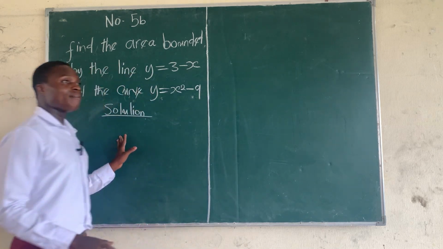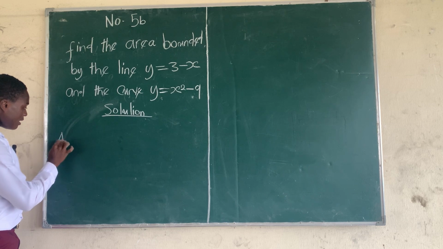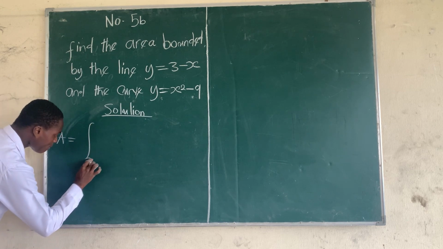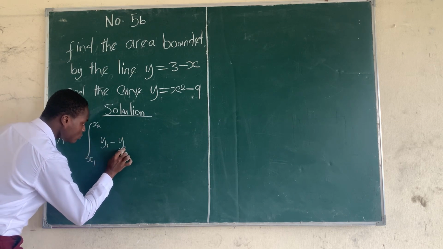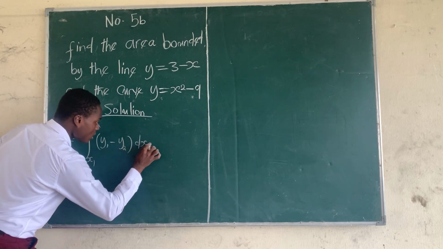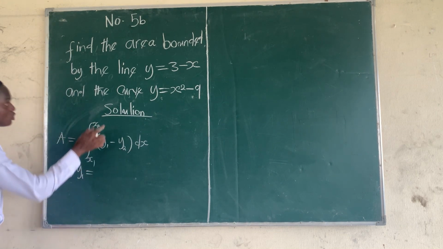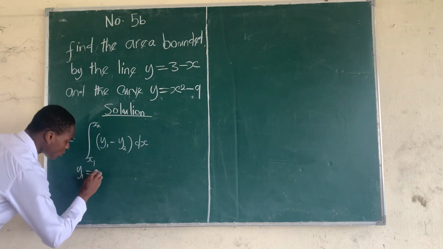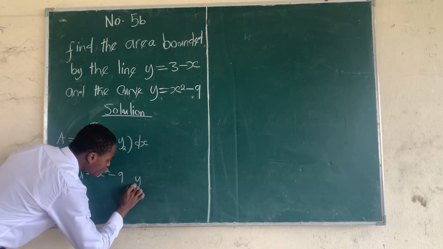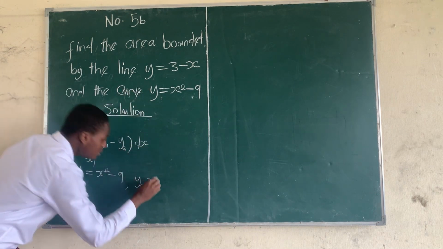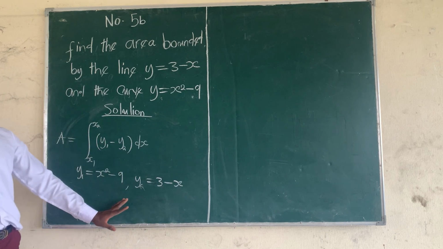And the formula to find that area, because this is under application of integration. So the formula for finding that area is given as the integral from x1 to x2 of y1 minus y2 dx. Now the question is, what is your y1 and what is your y2? Well, your y1 is equal to the curve itself. Your y1 is the curve, which is x squared minus 9, and your y2 is the line, and the line there is 3 minus x.